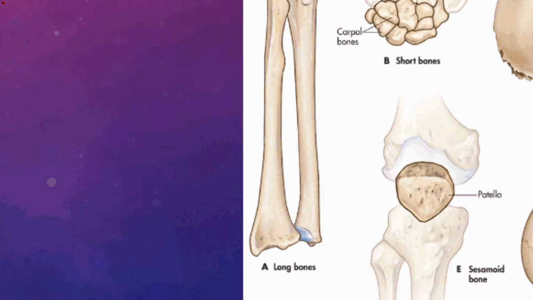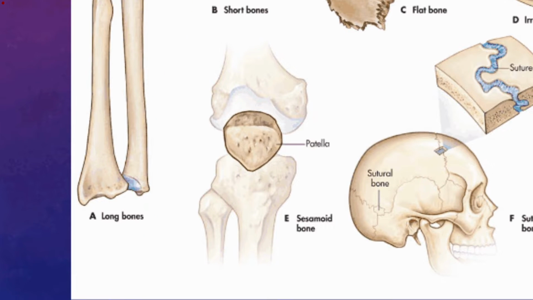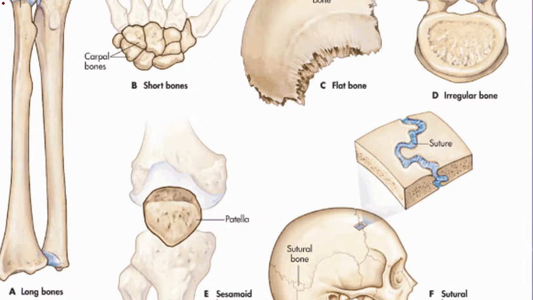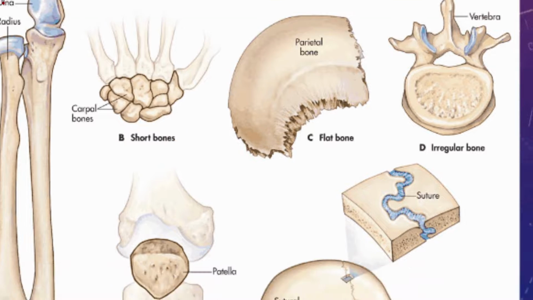Long bones, obviously, they are longer than they are wide. Now that doesn't mean they are a specific length, because even phalanges, the bones of the fingers, are considered long bones because they're longer than they are wide. So the patella is part of the short bones. And then irregular bones, the vertebrae fall into the category of irregular bones because they're oddly shaped. They don't fall into any of the other categories.